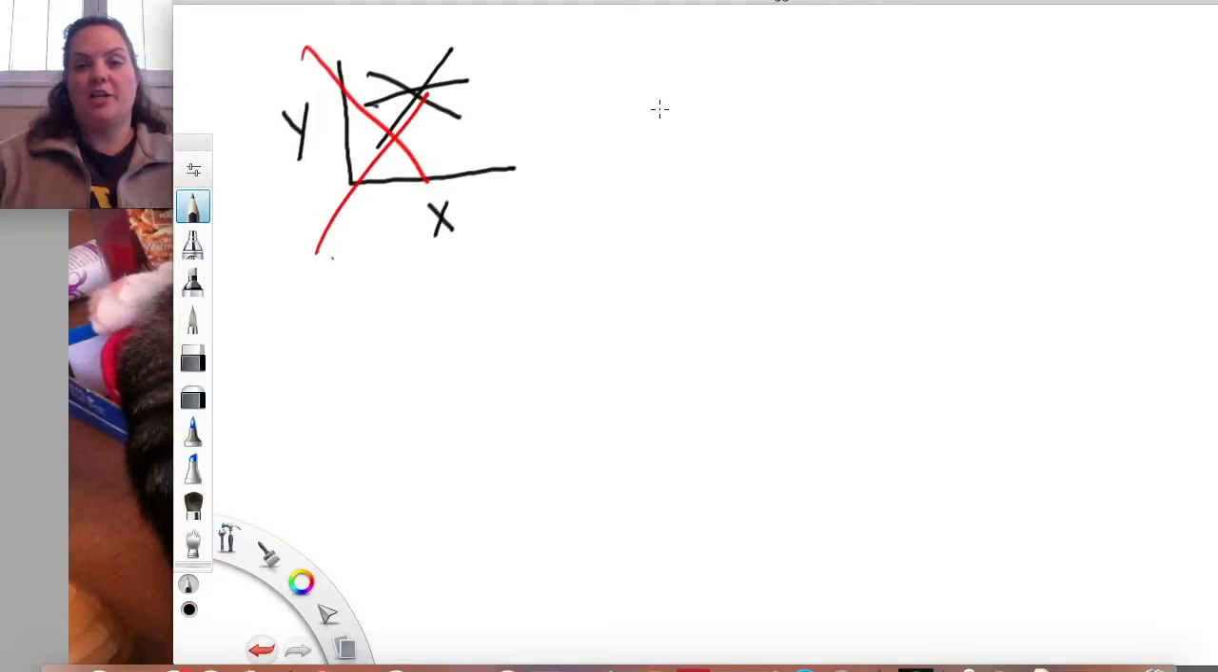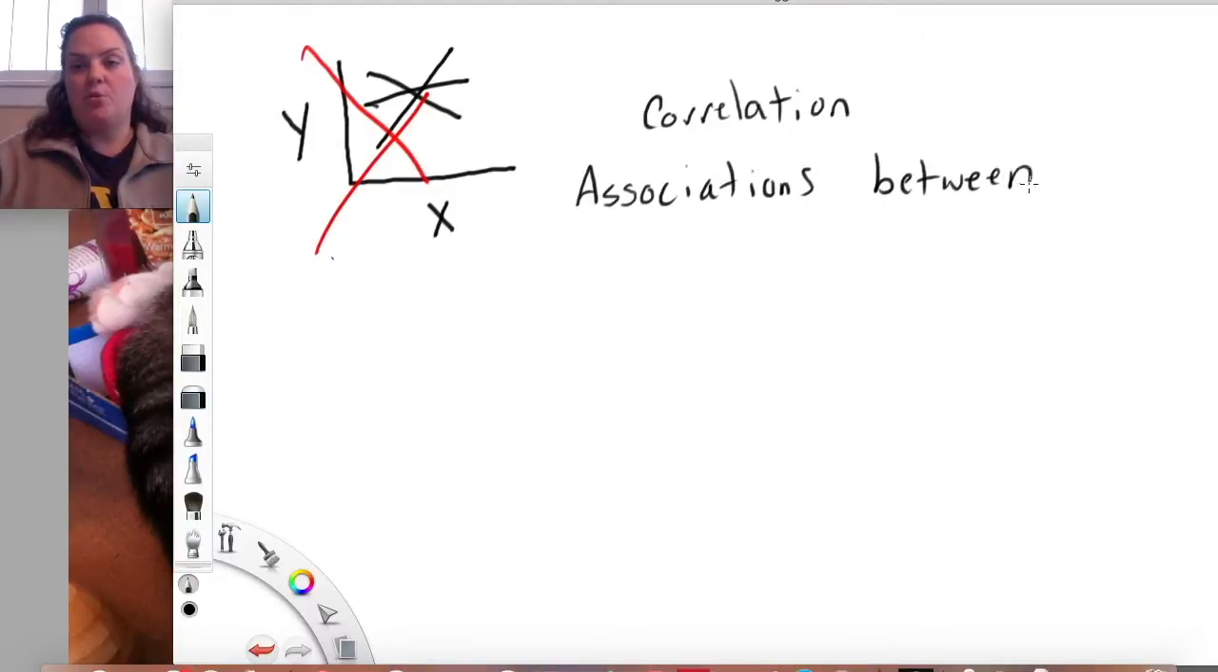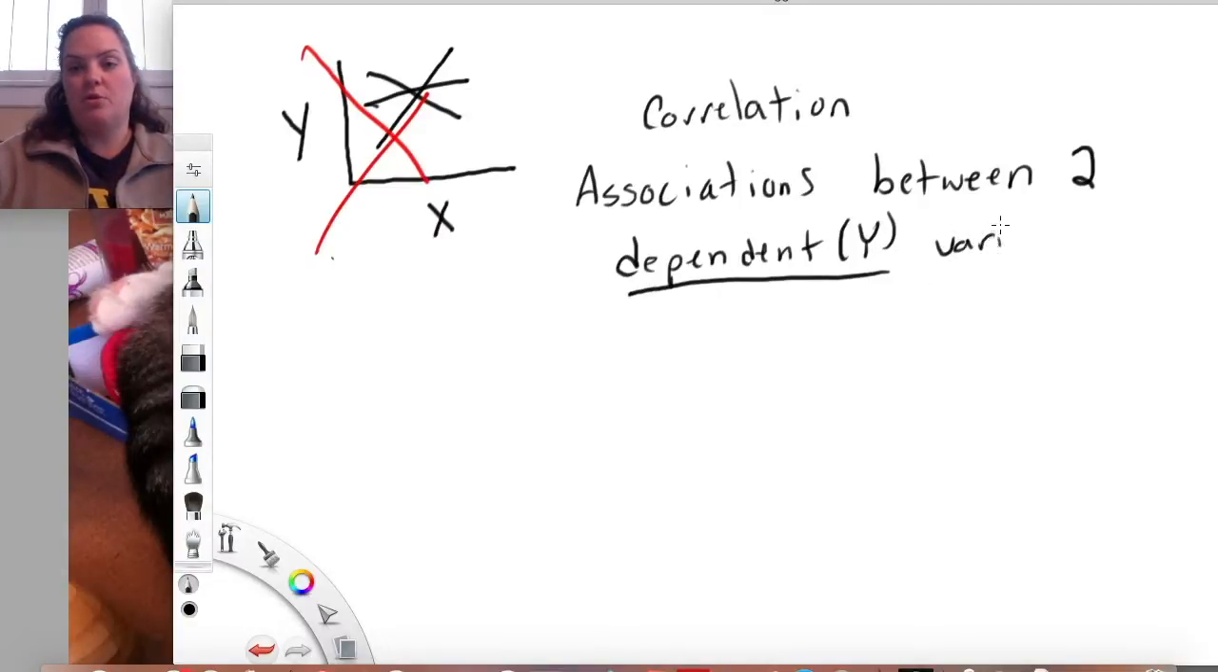So with correlation, what we have is something that's not looking for a cause and effect relationship. Whenever we are looking at correlations, we're simply looking at associations between two dependent variables.